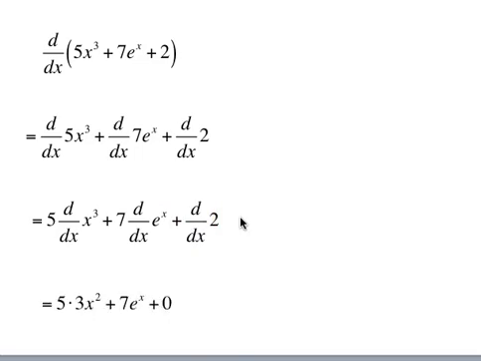So we get 5 times 3x squared plus 7 times the derivative of e to the x, which is e to the x, plus 0. And our final answer, multiplying the 5 and the 3: 15x squared plus 7e to the x plus 0. Of course, the plus 0 isn't necessary. And we get a final answer of 15x squared plus 7e to the x. Let's look at our next example.